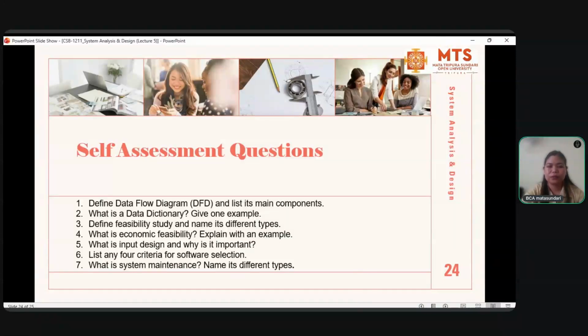Give an example. Define feasibility study and name its different types. This we have already taken note of. What is economic feasibility? Also we have to explain input and output design and why it is important. Any four criteria for software selection, also done in the class. What is system maintenance? Name its different types. Also we have seen this in the class.